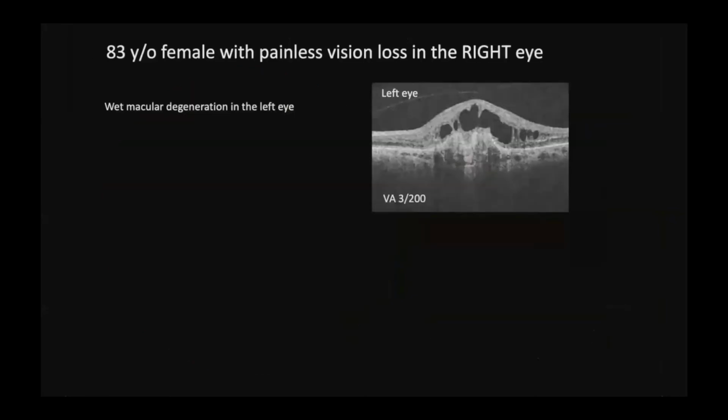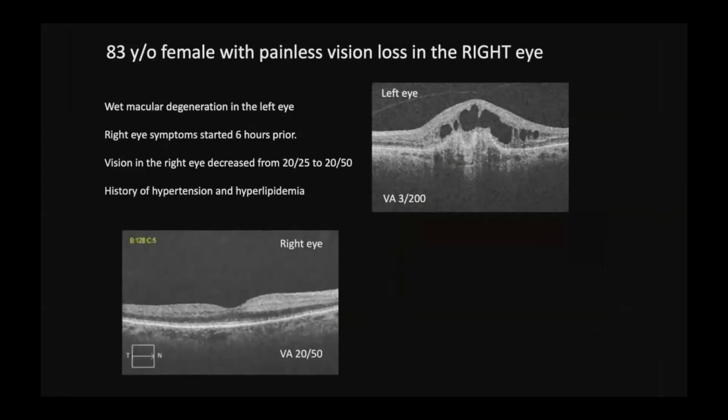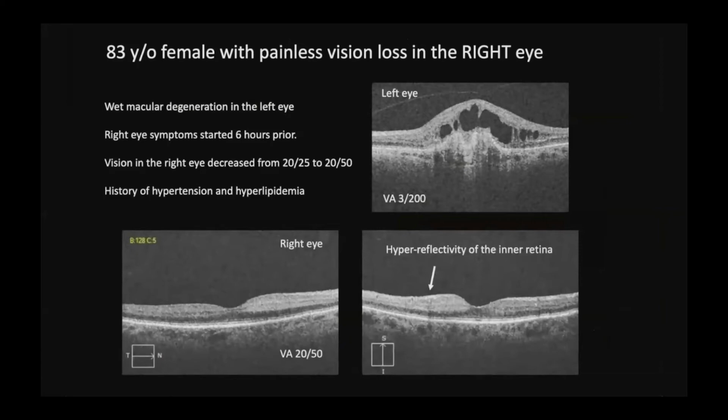For our second case, this is an 83-year-old female who presented with painless vision loss in her right eye. Of note, she was monocular in the right eye due to wet macular degeneration in the left eye. Her right eye symptoms started 6 hours prior, and her vision had decreased from 20/25 to 20/50. She had a history of hypertension and hyperlipidemia. And this is the OCT of the right eye. Now I'd like to draw your attention to the hyperreflectivity of the inner retina that we see here.